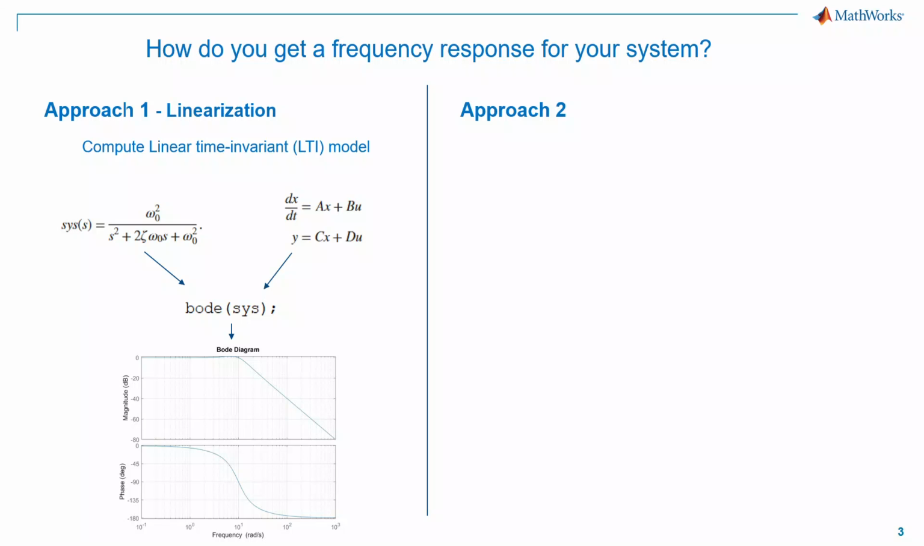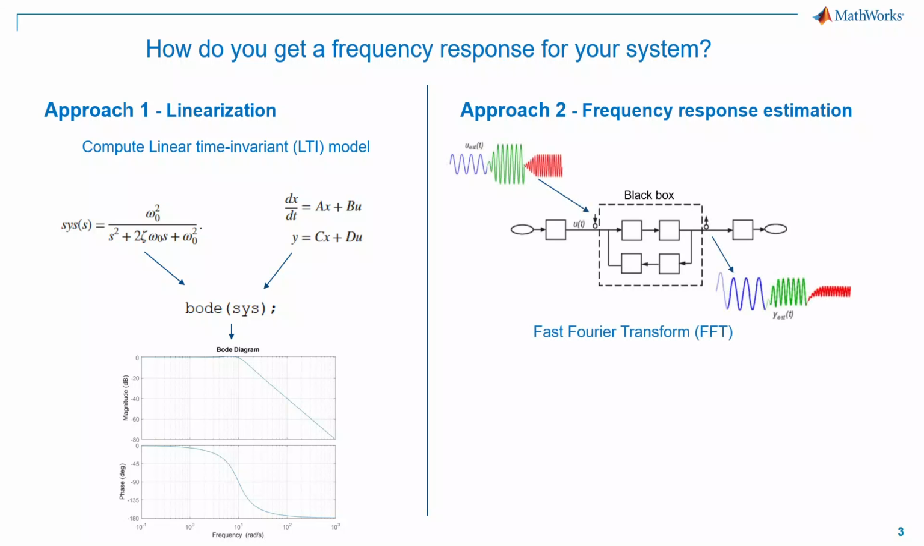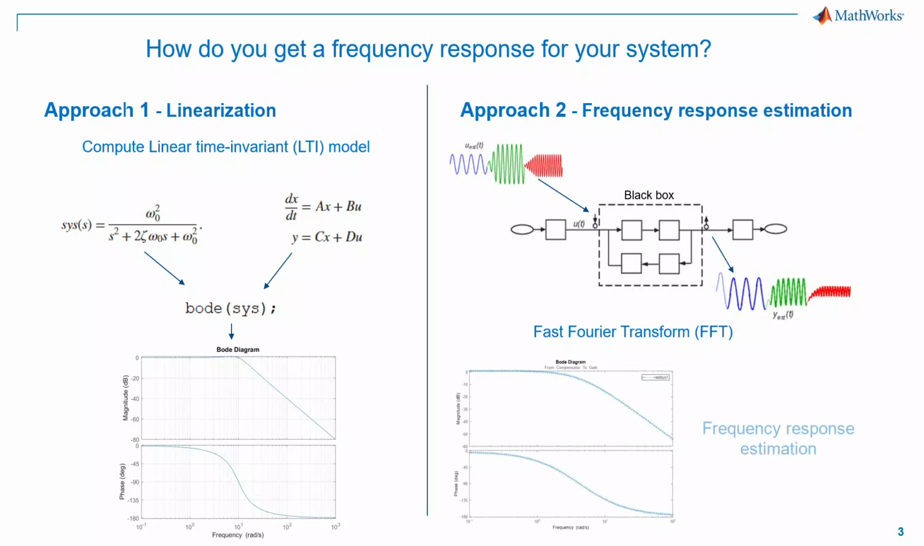The other approach is to treat the Simulink model as a black box, inject some excitation signals, collect the output data, and compute the fast Fourier transform. This process is referred to as frequency response estimation, and this is what we'll be looking at today. This approach is useful when the exact linearization of the system model produces a zero linear model due to discontinuities like triggered subsystems, pulse width modulation, or Stateflow diagrams.